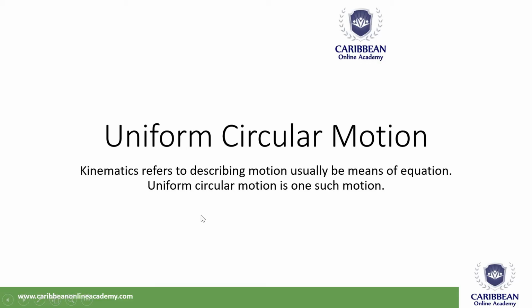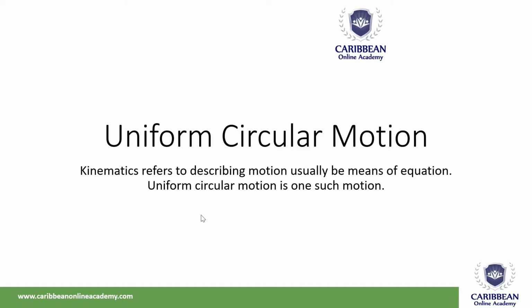For today's lesson, we want to focus our attention on what we refer to as uniform circular motion. Now, for the past few lessons, we have looked at other types of motion. If you can remember, we looked at linear motion, and that is when an object is moving in one direction. And that could either be along the x-axis or along the y-axis.